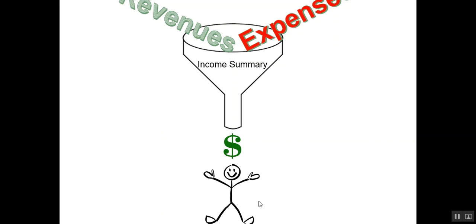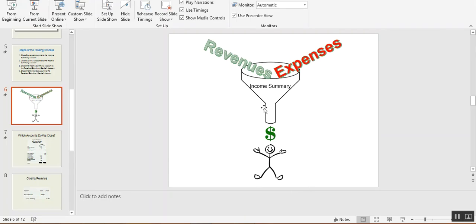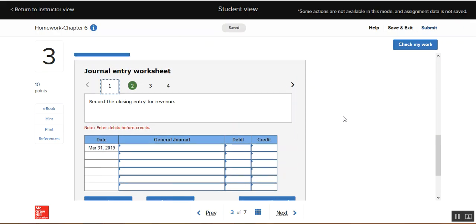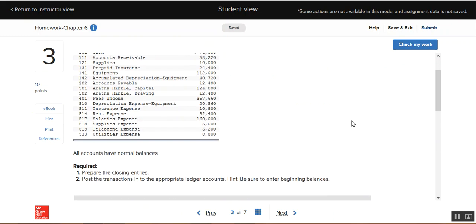So that's really the function of the income summary account. We're going to close our revenues into it. We're going to close our expenses into it, and at that point, that income summary is going to contain our net income or net loss, and then we're going to close that out to the owner's capital. So that's just kind of my little picture of how that works. So let's jump back over here to the homework and look at some examples of closing.